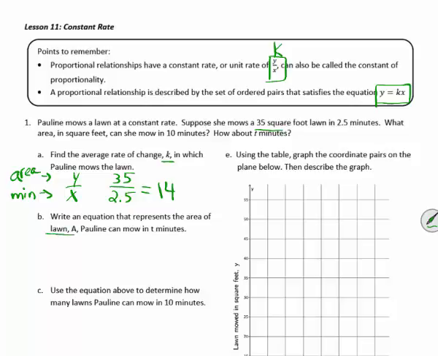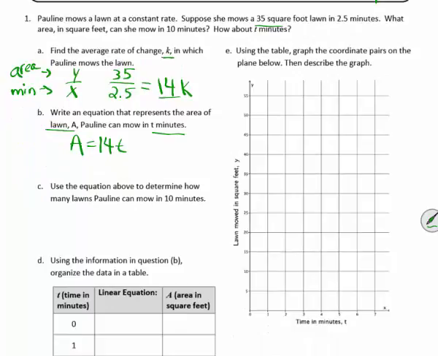Write an equation that represents the area of lawn, A, so this is going to be instead of y, she can mow in t minutes. You could change the y and the x depending on the situation. So this is area equals, here's k, that's really your k here, 14 times t. That's your equation.